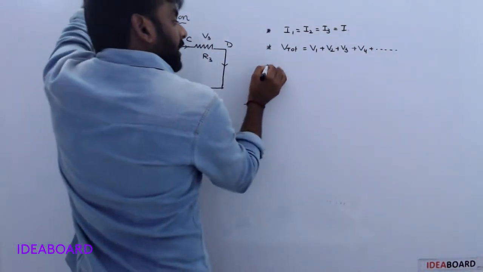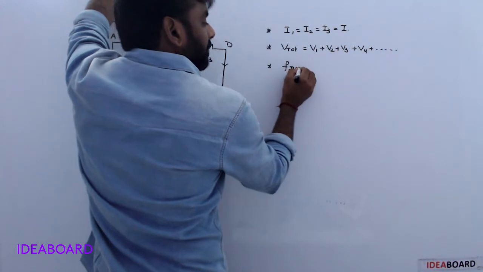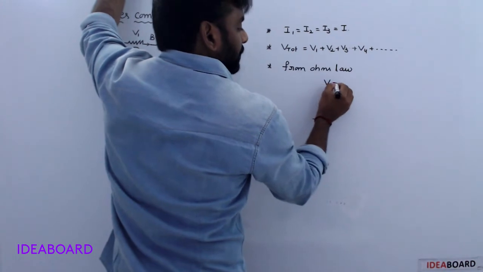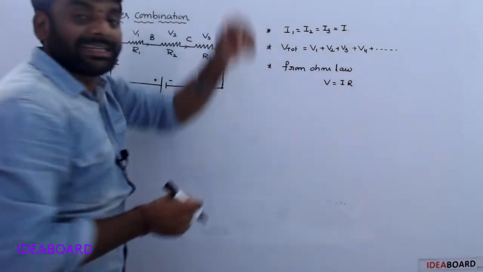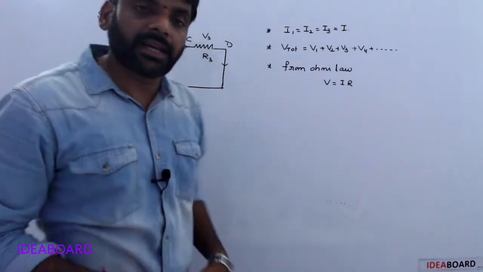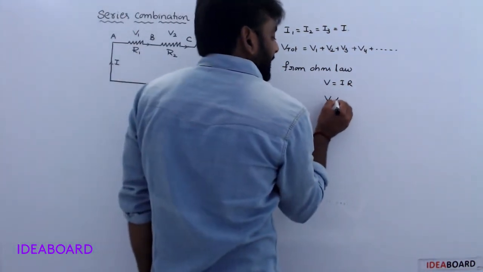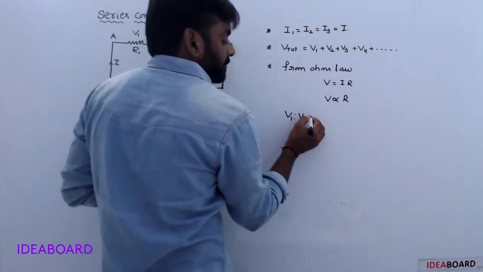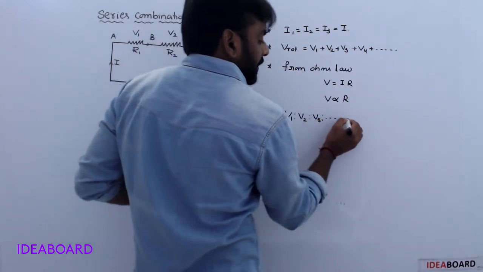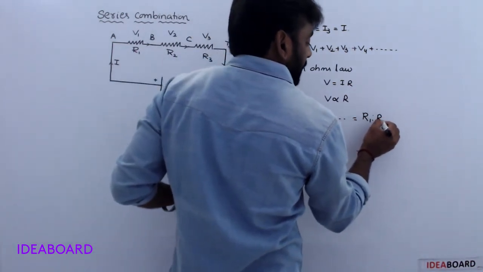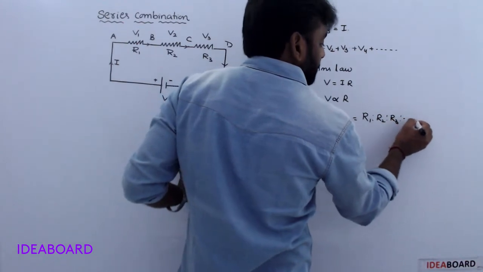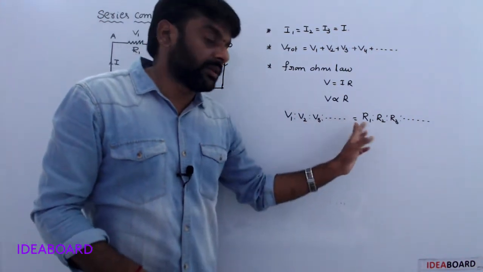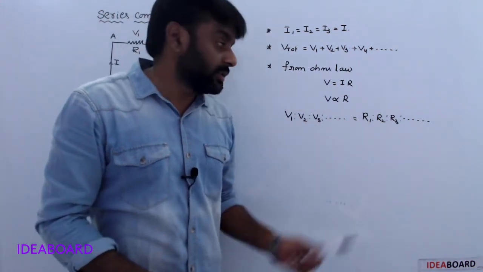Now from Ohm's law, you know V is equal to IR. But in this series combination, which one is constant? Current is constant. So V is directly proportional to R. Simply write V1 is to V2 is to V3 and so on is equal to R1 is to R2 is to R3 and so on. Understood?